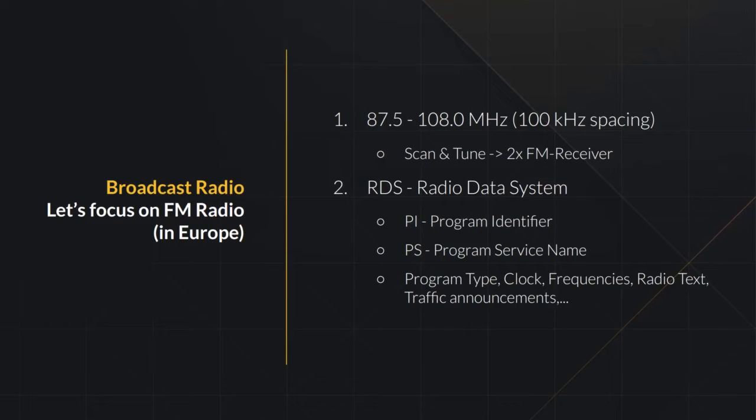And I want to use the radio data system. I want to use the program identifier, the program service name, and some other metadata. The program identifier can be really useful if you want to combine it with external data, which we do, for example, in the radio player app.